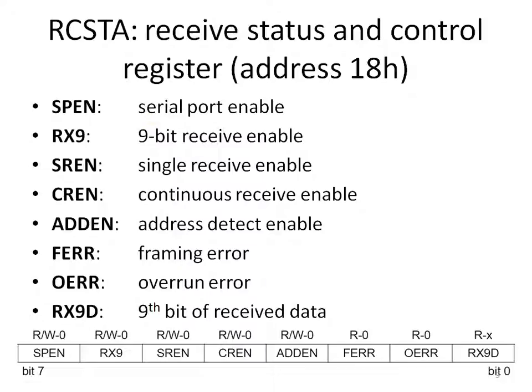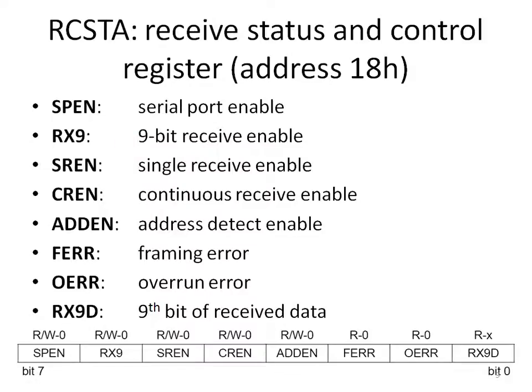By default, they will be acting as GPIOs. So when you want to use USART in your application, then you have to program this bit to logic 1. And then RX9. If you make it 1, then the receiver will receive the 9th bit.